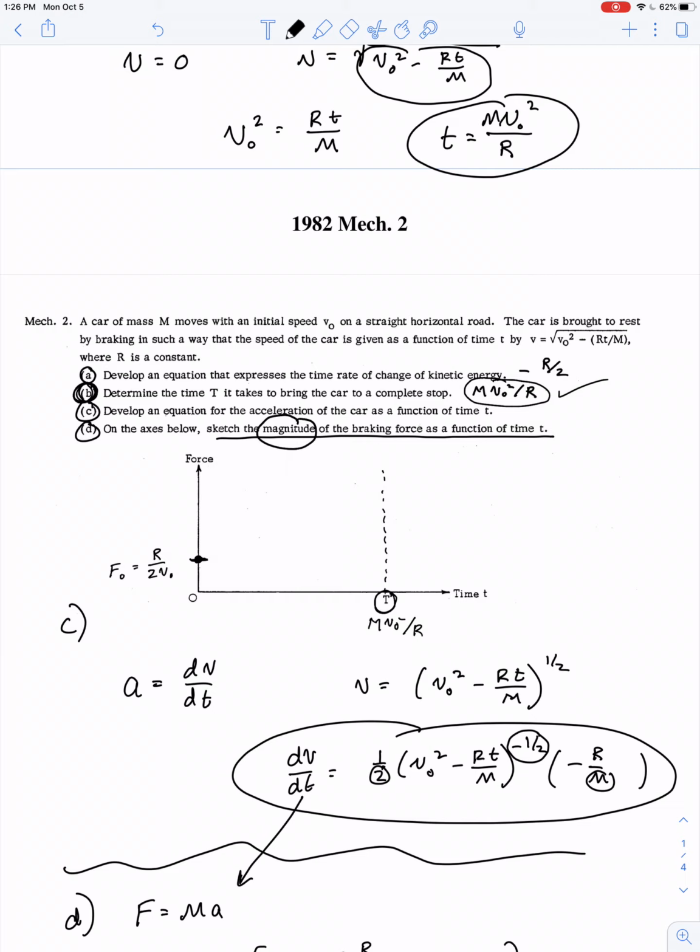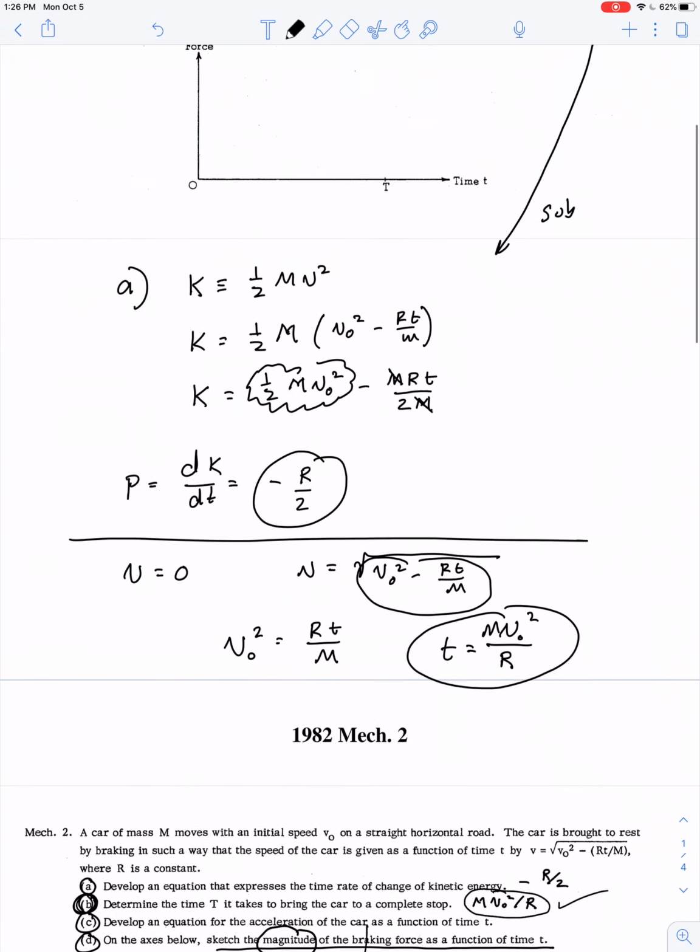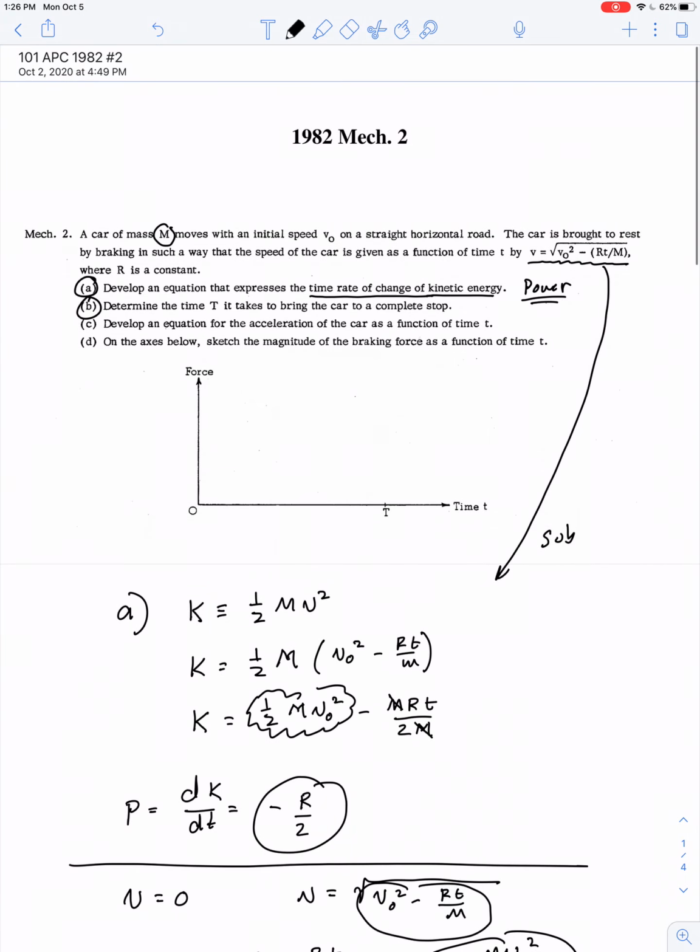I think I can do better than that. So it's got to sharply curve and head toward an infinite value. Okay, so there we have it. That's the 1982 number 2 problem from the Level C AP Physics exam. Thanks for watching.